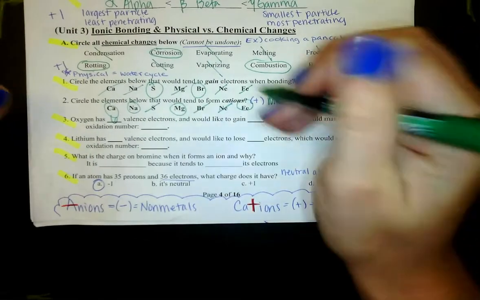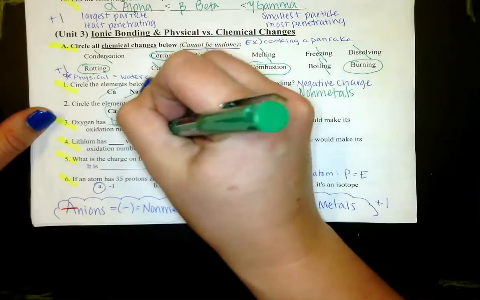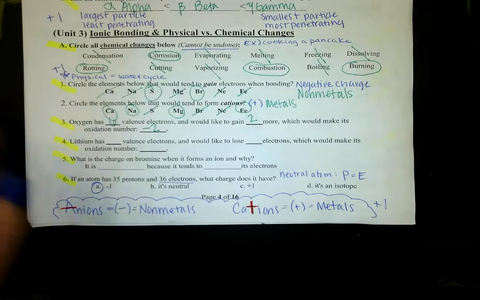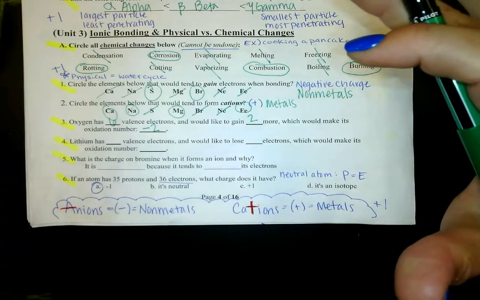Okay? Number 3, oxygen has how many valence electrons? It's in group 16, so I have 6 valence electrons. It would like to gain 2 more to get to 8. So its oxidation number is -2. That's -2 because we increase the number of negative electrons in my atom. So we have more negative electrons than we do positive protons.